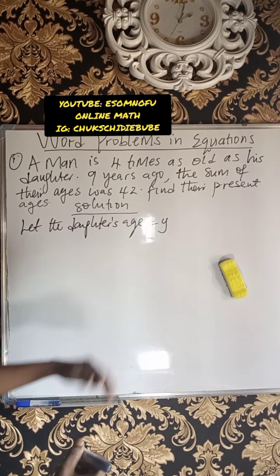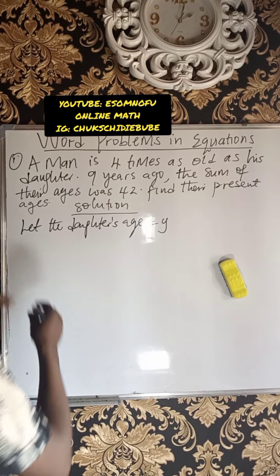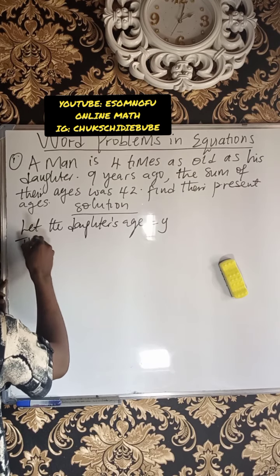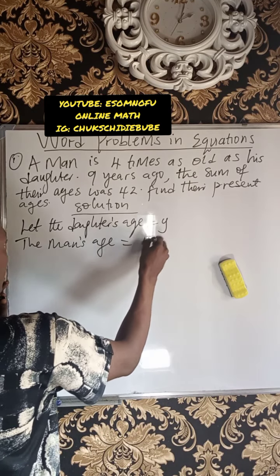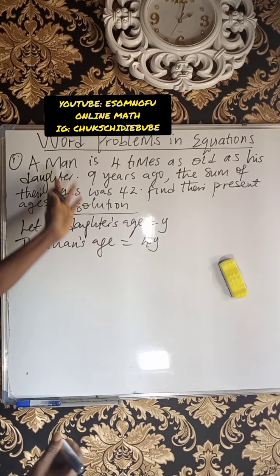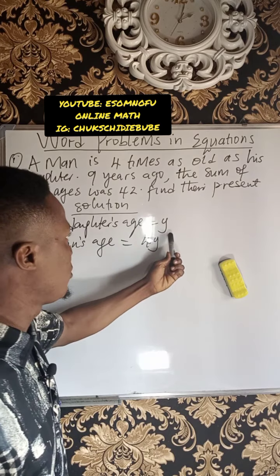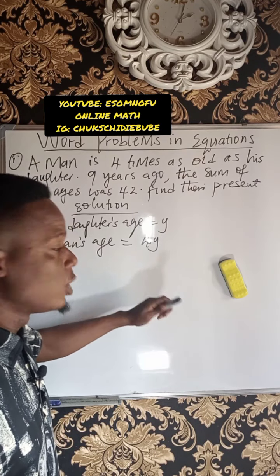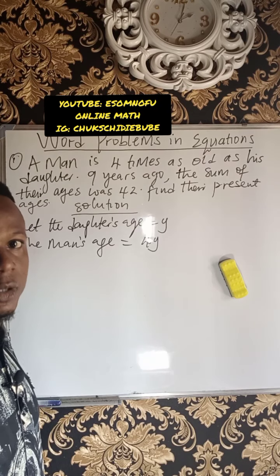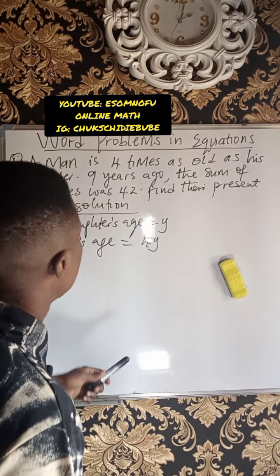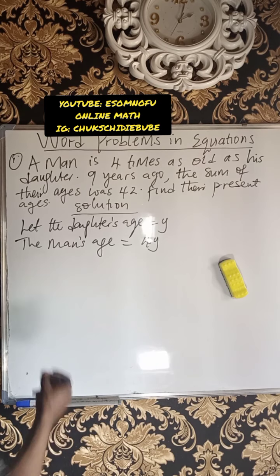Okay, now let's assume the daughter's age to be y. If the daughter's age is y, it means that the man's age will now be 4y, because we are told that the man is 4 times the daughter's age. So if the daughter is y years old, the man should be 4y, because the man is 4 times as old as his daughter. Then we are told here that 9 years ago. So let us see what happens 9 years ago.